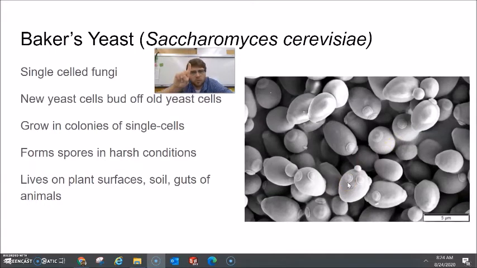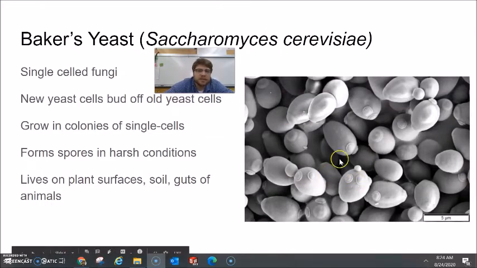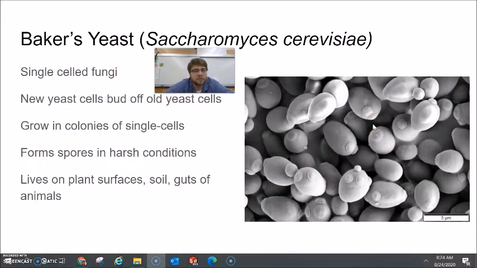And they're one cell. So even we are made of trillions of cells. Saccharomyces cerevisiae is a single-celled organism. And they are most related to mushrooms that you would find growing out of a tree stump or the grass or the soil. They grow in these colonies.